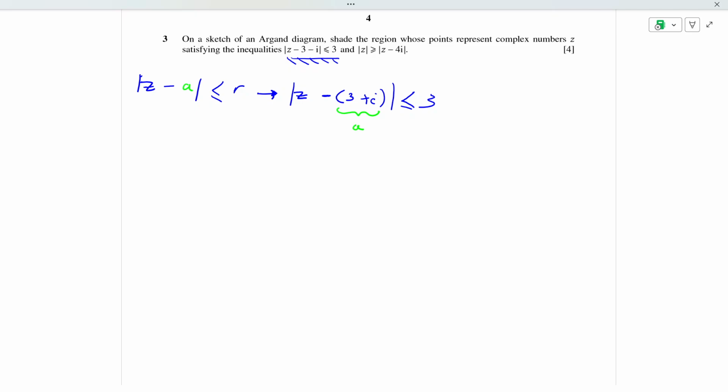So when you do that, now you're ready to draw your loci, your Argand diagram and your loci. All right, so let's draw the axes.